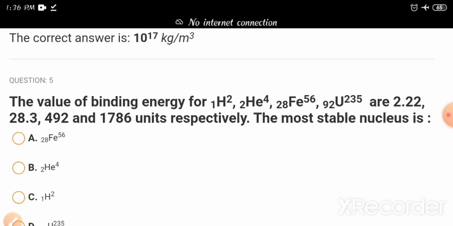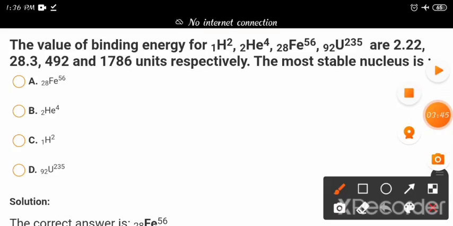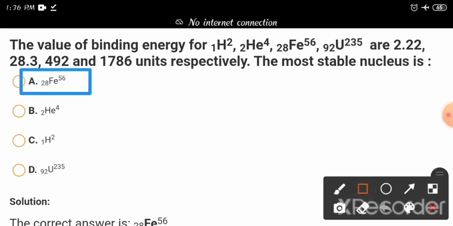Now, the most stable nucleus is which? So friends, the most stable nucleus is iron, Fe 26 with mass number 56. These are the compounds of the most stable nucleus.